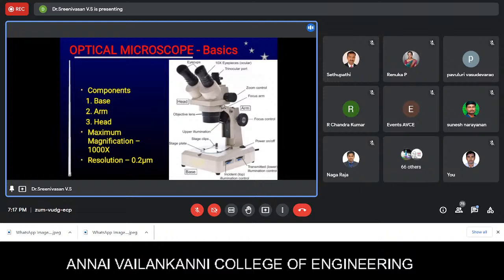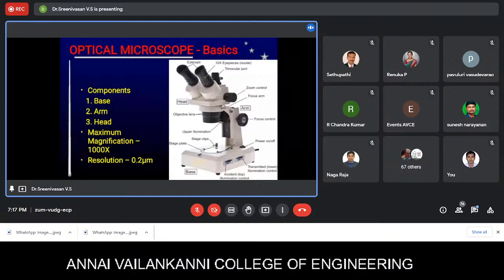Actually, that is available at the bottom, and over that is used to supply or transmit the light ray towards the upward direction, and that stage plate is used to carry the transparent specimen here. The stage clips are used to hold the specimen, and the arm is containing a focus control.